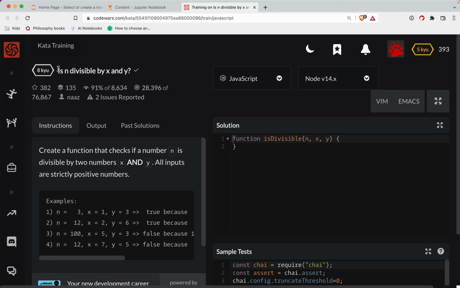This one's a level 8. We're doing it in JavaScript. It's called "isDivisibleBy x and y."